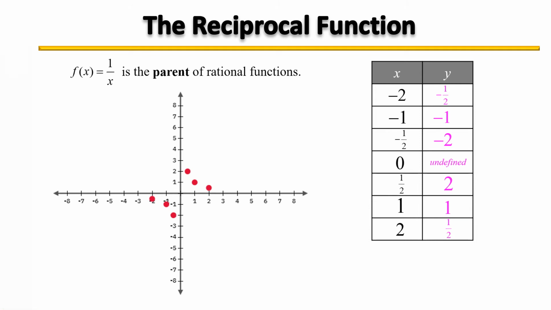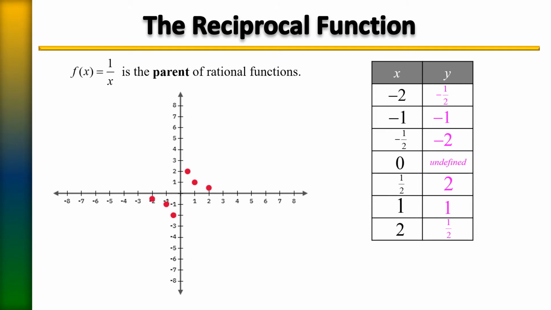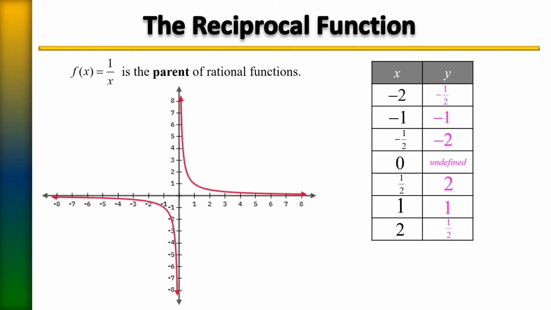Okay, so this is what it looks like once we plot the points. And now all we have to do is connect those points, and there we have a graph of the reciprocal function. Notice that since it is undefined at 0, on the x-axis as well as the y-axis, our graph will never touch at x = 0 or at y = 0. And so what we have there is what we call an asymptote, which we will discuss later.